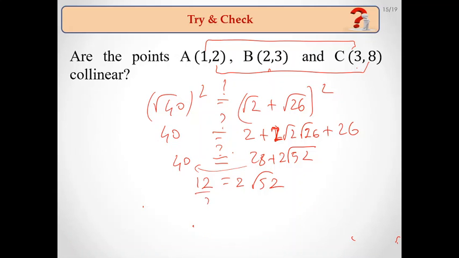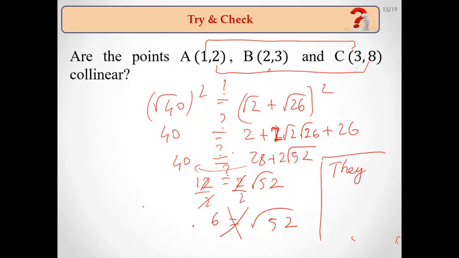Now then divide by 2. Still, we are checking. We get 6 equal to square root 52. Is it true? No. Definitely no. So for this reason, we say these points are not collinear.